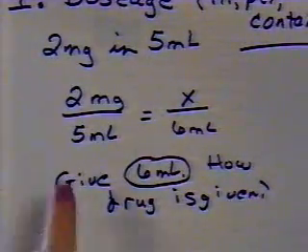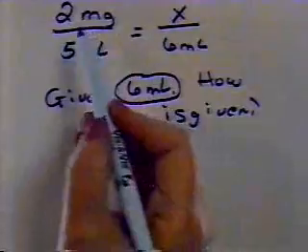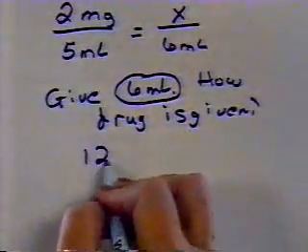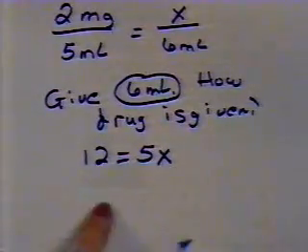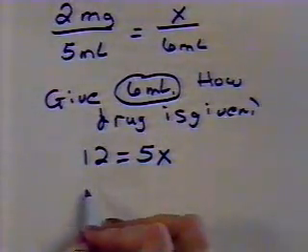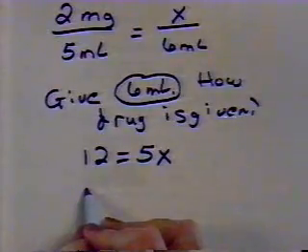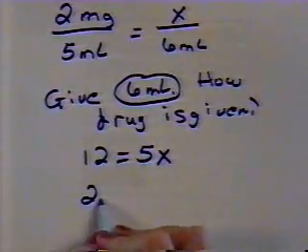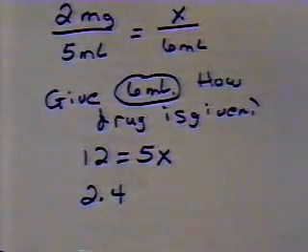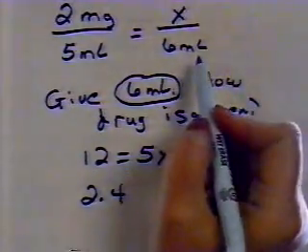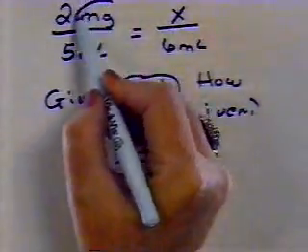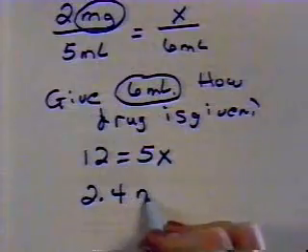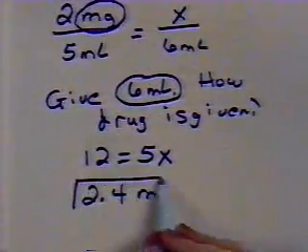Now when we go to do the arithmetic, we can ignore the labels. So I go 2 times 6 is 12 equals 5X. And if I divide by 5, what do I get? It's 2.4. And also the labels up here tell me what to label my answer. If X is across from milligrams, my answer is going to be milligrams.